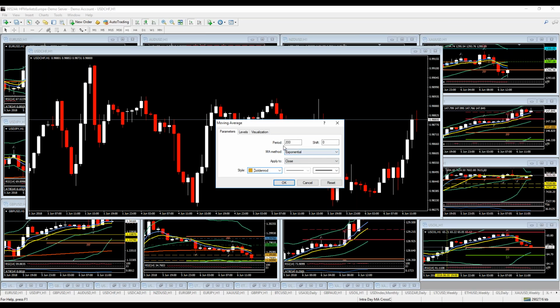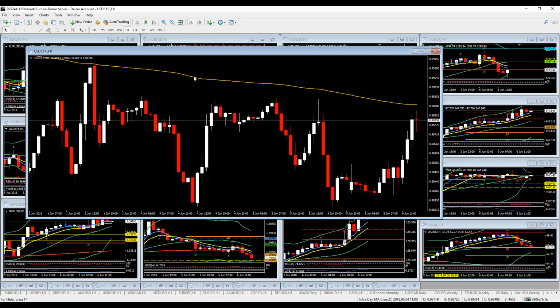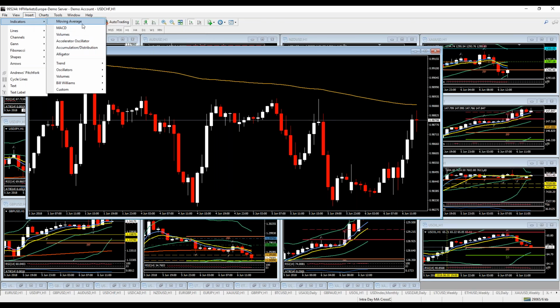So it's set as moving average 200 period. So you change the period, change this from whatever you want. For the intraday, I have it set at exponential, set to close, and click it on. So that's the big 200 period gold line. Next one. Insert indicators. Moving average.